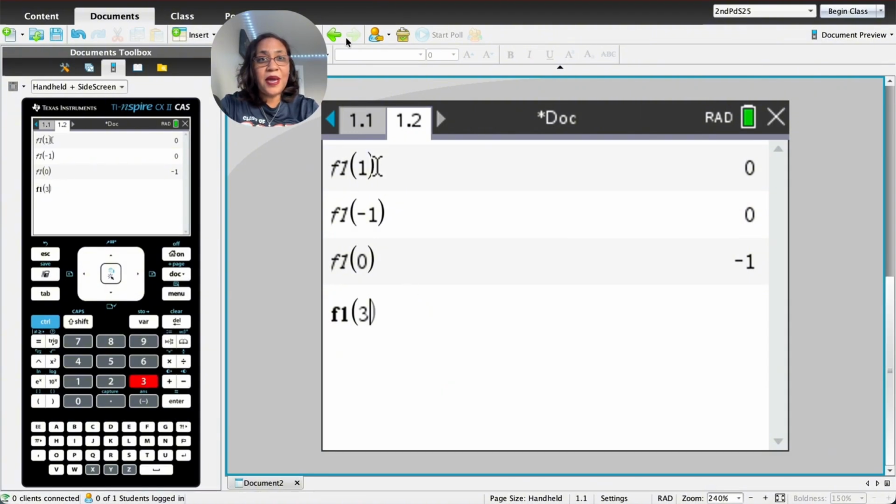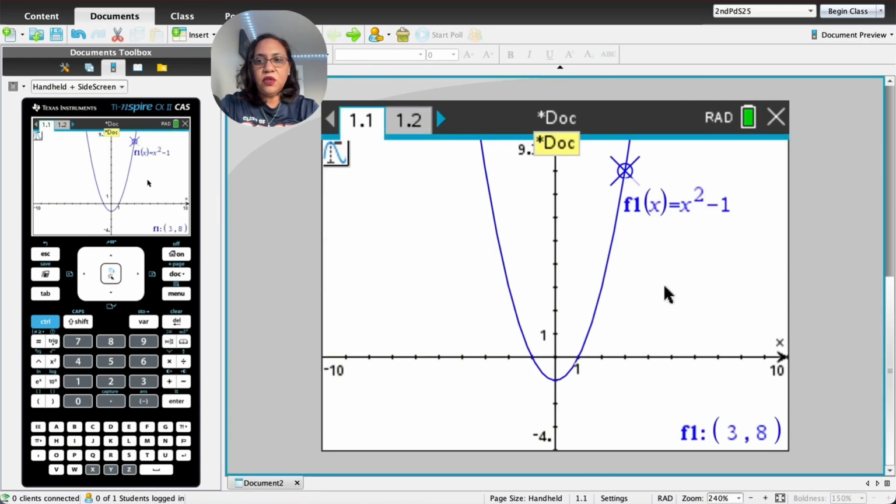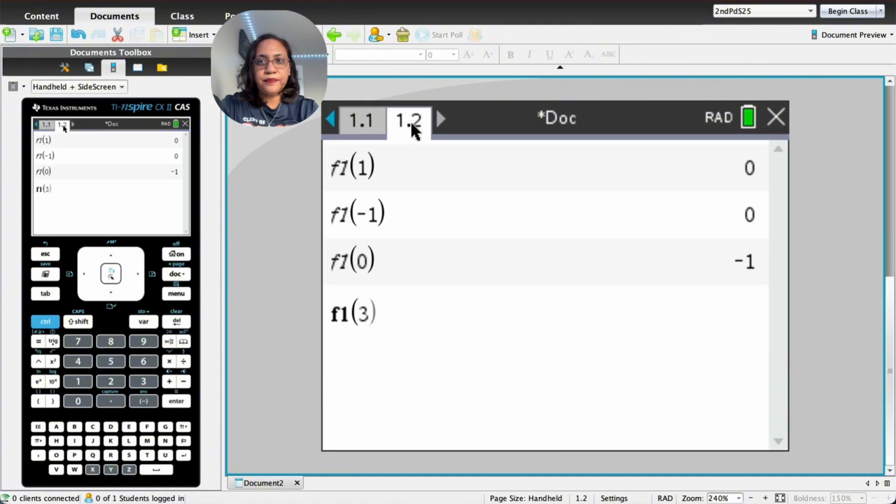Remember, I'm going to go back to the graph just so you can see one more time. And this is something that you could do. So f of 3 should be 8. Kind of cool, right? So this is a way that you can check any kind of problem that you're doing with parabolas or any other kind of function. You can actually figure that out.